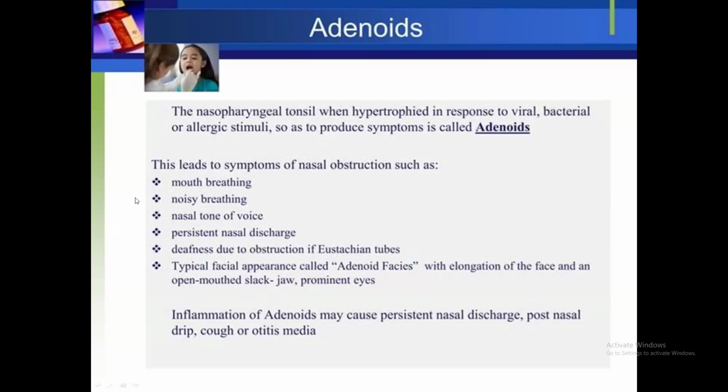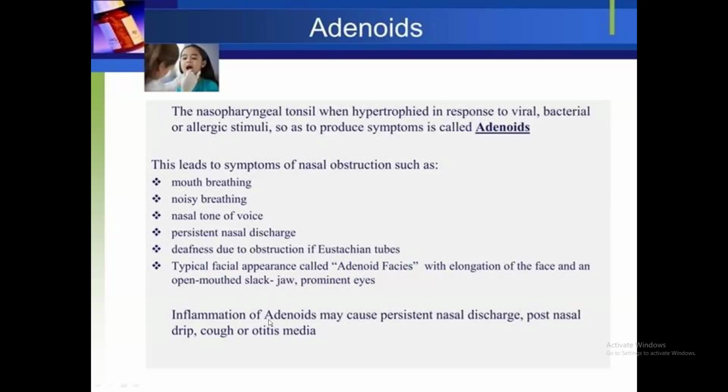These are the most important symptoms we see in our day-to-day practice. The patient or child comes with the same chief complaints of mouth breathing, noisy breathing, nasal tone of voice, and persistent nasal discharge, and the child suffers from various types of respiratory disorders, or his immunity is drastically reduced due to the severe attacks of adenoids.